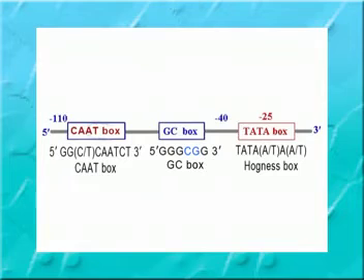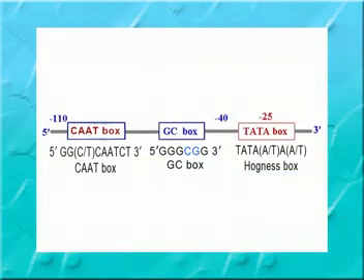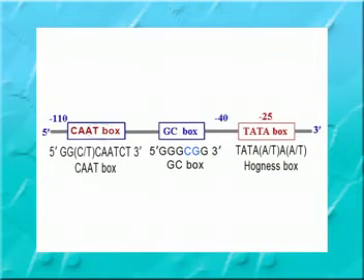The second region of the eukaryotic promoter is a septanucleotide and is similar to the -10 region of prokaryotes. This region has a consensus sequence of TATAAAT and is called the TATA box or Hogness box.